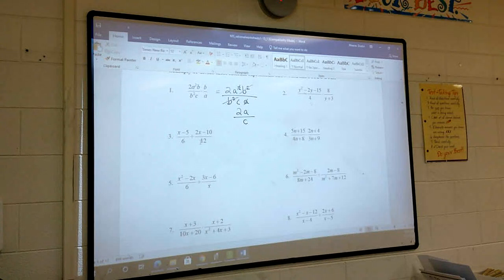So the b squares will cancel out, and then you have a squared over a. That means you have a times a up top and just a on the bottom. So one of the a's will cancel out. You're left with just 1a up top. The number 2 is still up there, and you're left with just a c on the bottom.